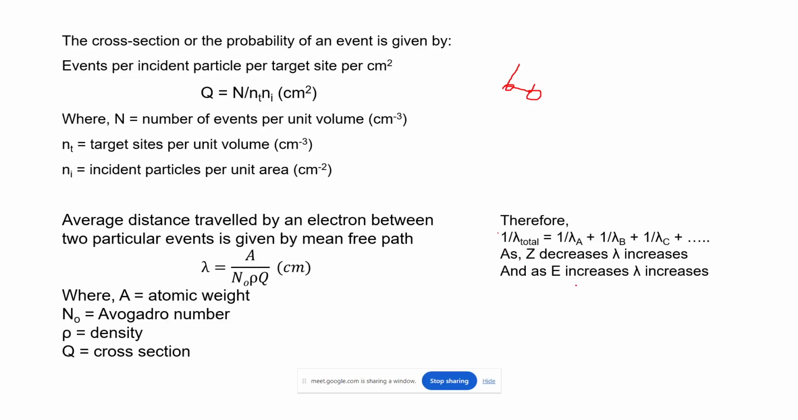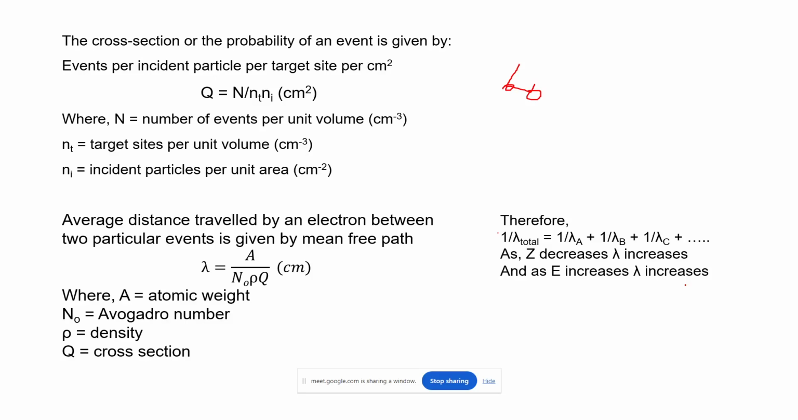Because you can see, lambda will increase, which means the distance traveled by the electrons will increase, as Z is decreasing. At lower Z there are fewer electrons, so less repulsion between the incoming electron and the electrons present inside the atom. So as Z decreases, lambda will increase, and also as energy increases, lambda will increase, because the higher the energy with which the electron comes, the more it will interact.